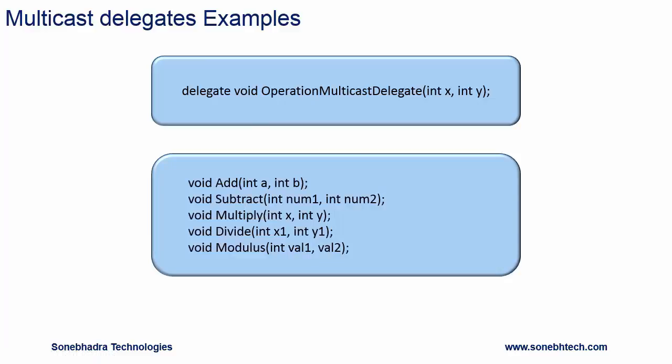Here are the methods which can be encapsulated in the delegate operation multicast delegate. So we have methods add, subtract, multiply, divide, modulus. All of them have two parameters of type int and return type is void.